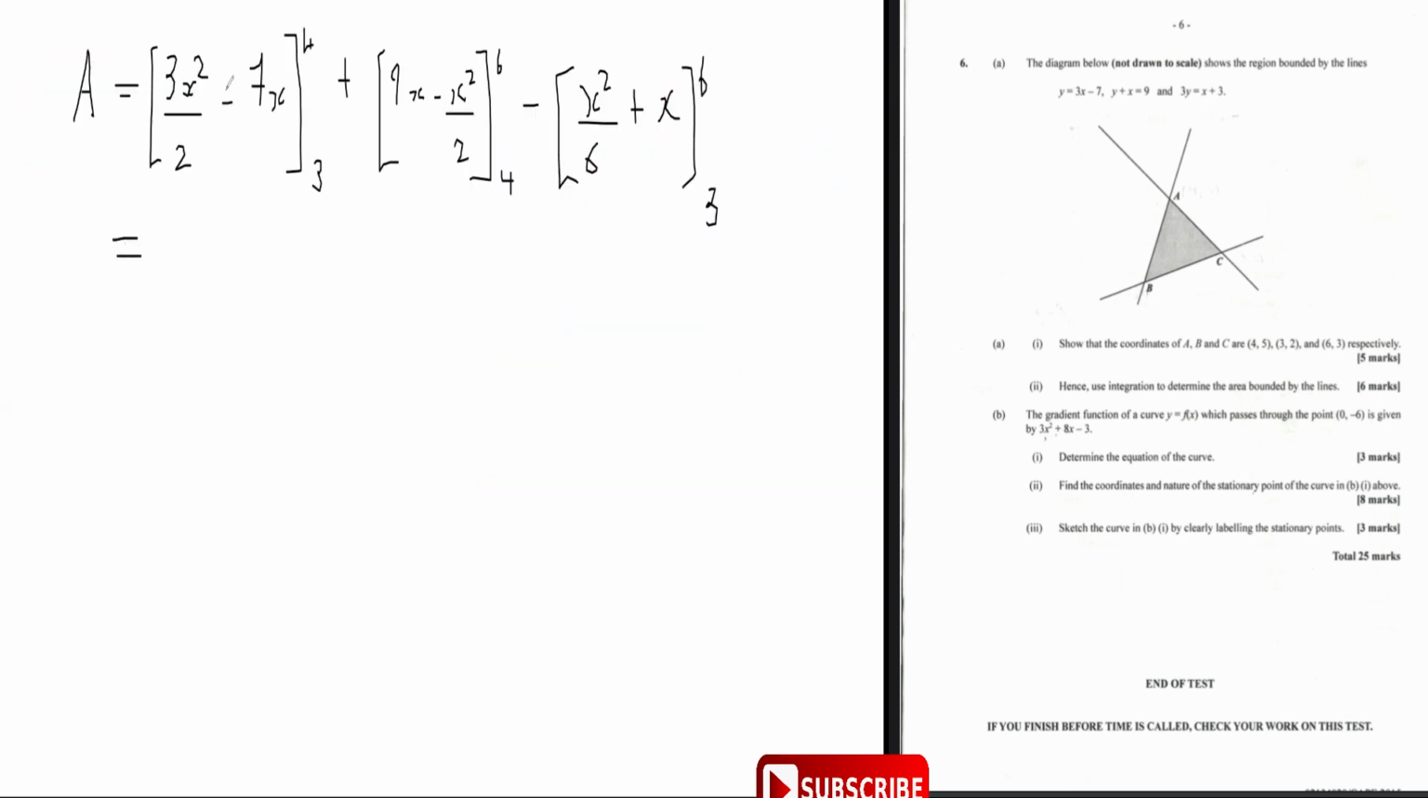So the area of the triangle, when I put in 4 in my calculator, I'm going to work it out. 3 times 4 squared divided by 2 minus 7 times 4. When I put in 4, I'm getting negative 4. Then I put in 3 now, minus. When I put in 3, I get 3 times 3 squared divided by 2 minus 7 times 3. I get minus 7.5.